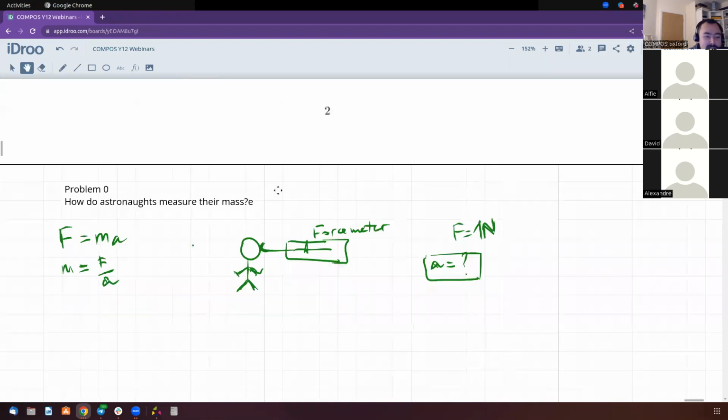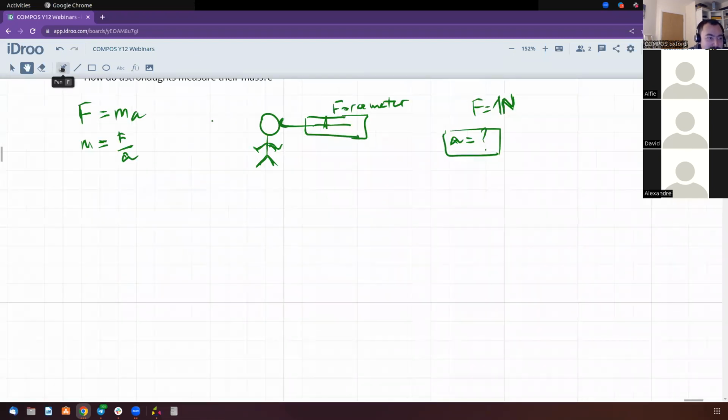Another way, you can tie 2 astronauts together. Tie 2 astronauts together with a spring. It's a compressed spring. So this astronaut has mass m1, this astronaut has mass m2, and this is the compressed spring.